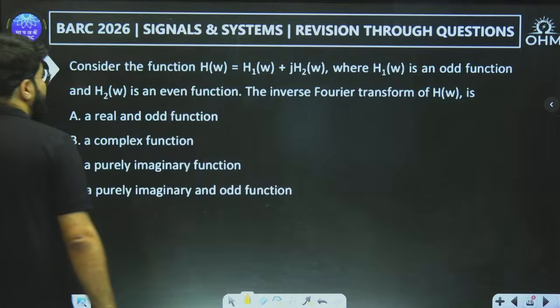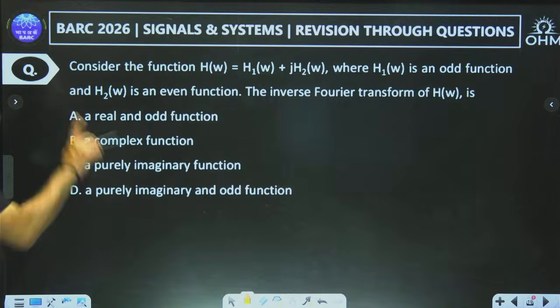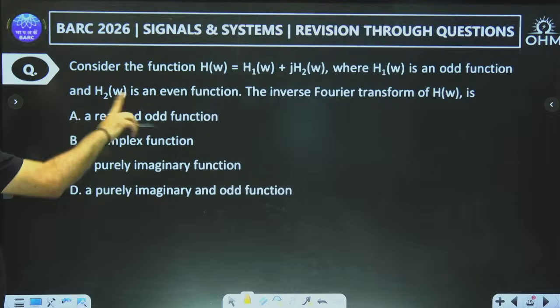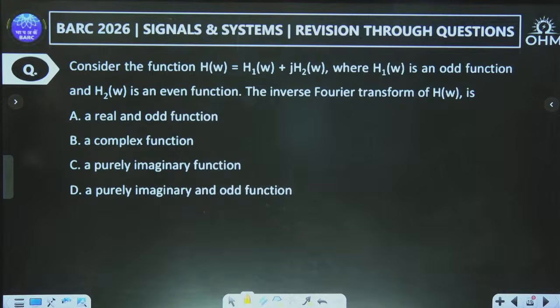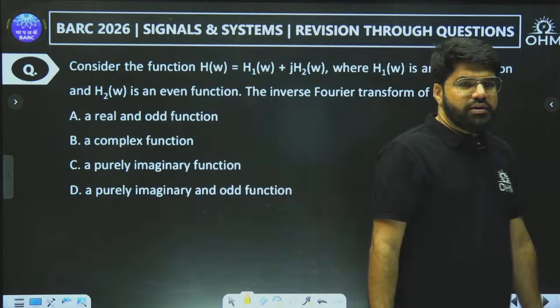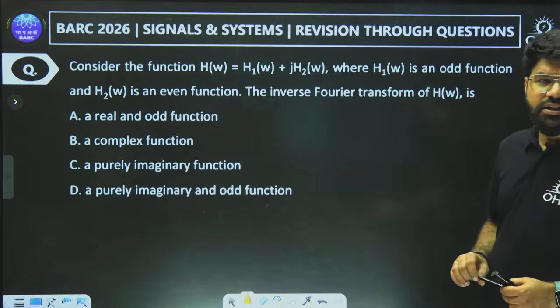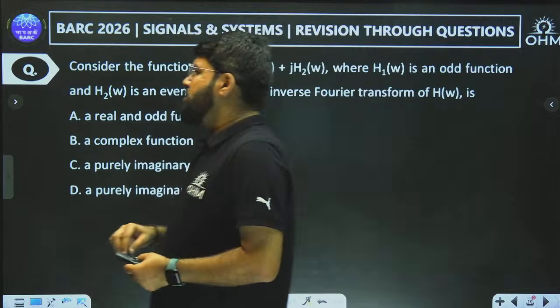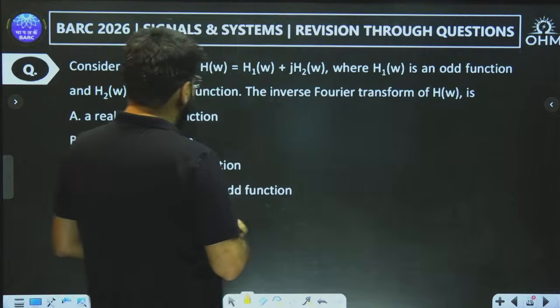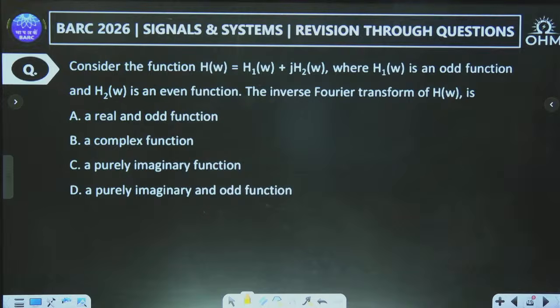All right. Consider the function H(omega) equal to H1(omega) plus jH2(omega), where H1(omega) is odd, H2(omega) is even. Then the inverse Fourier transform of H(omega) is what? Okay, think about this. For the previous question, Shanmukh, Sai Vikas, Rajinder, correct answer. Now think about this. Slightly better question, but around the symmetry property only. Come on, get hold of this and answer this.